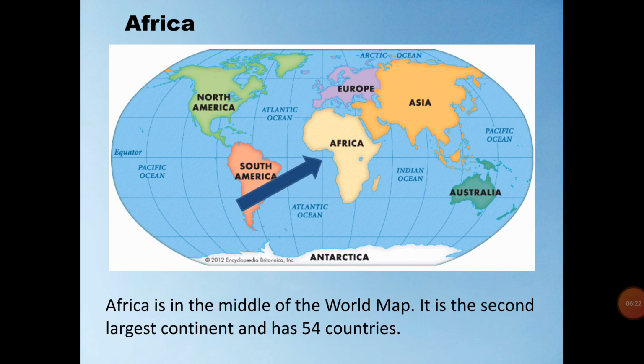Next is Africa. Africa is in the middle of the world map. So it's very easy to locate Africa in the world map since it is right in the middle. Students, are you all able to locate Africa in the world map? Good. It is the second largest continent and has 54 countries.